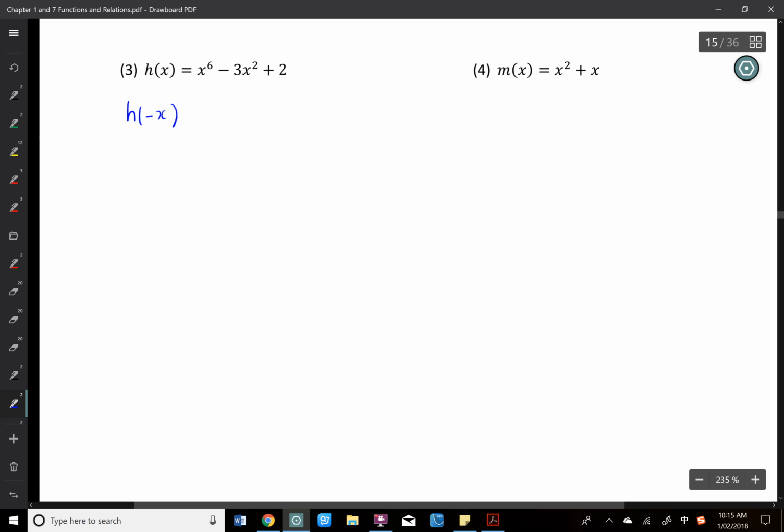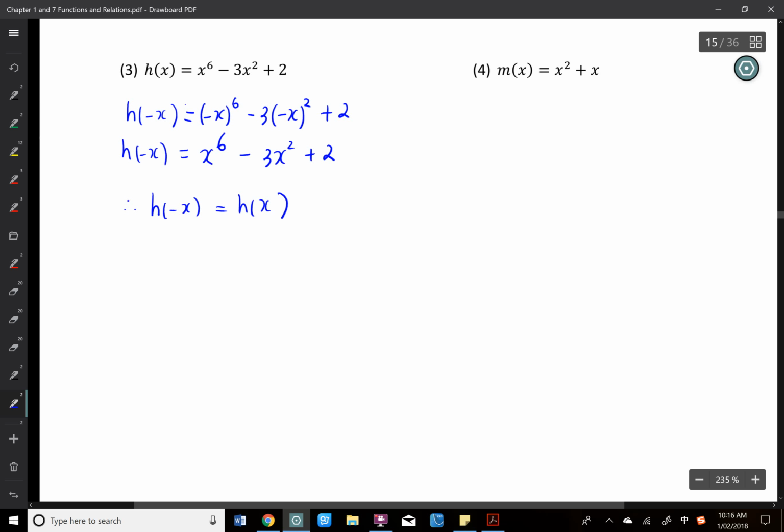You will start with h negative x equals to what? So h negative x is negative x to the power of 6 minus 3 negative x to the power of 2 and then plus 2. Then that's x to the power of 6 minus 3x to the power of 2 and then plus 2. Okay, so that's h negative x equals to that. And then you say, therefore, h negative x equals hx.